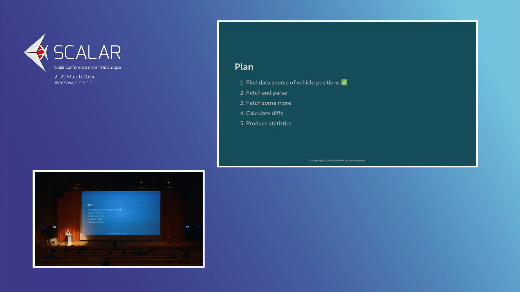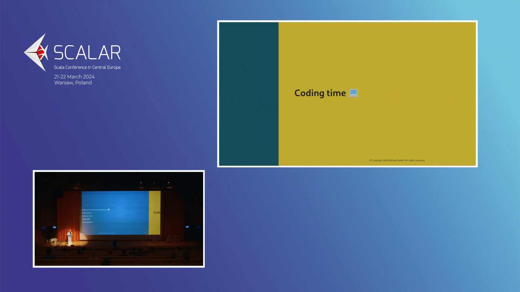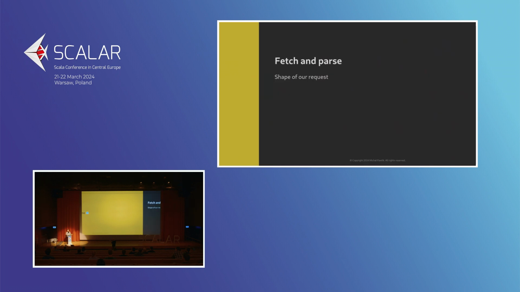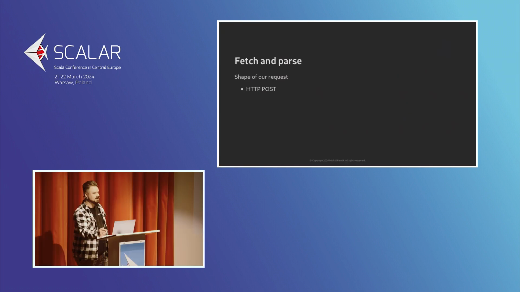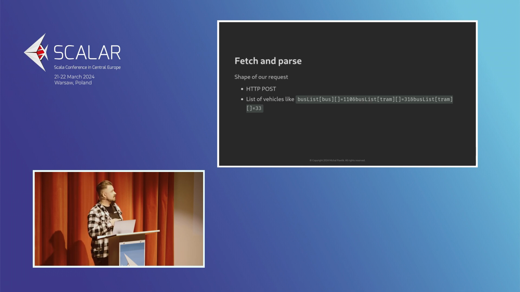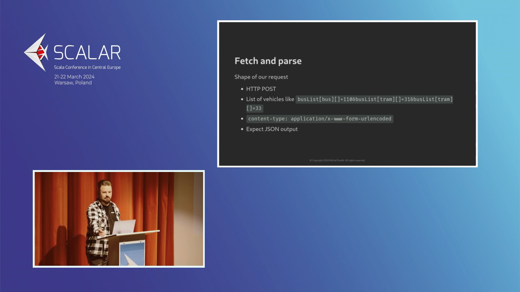We have something. So next is fetching and parsing, right? Let's see some Scala code. What do we need to send? We need to send an HTTP POST request. This is the input that we need to give it. It's some sort of a map, a map that has a list of buses and a list of trams, basically. We need to specify the content type, which is form URL encoded, and we expect to receive JSON. How do I know that? Not from the API documentation, right?